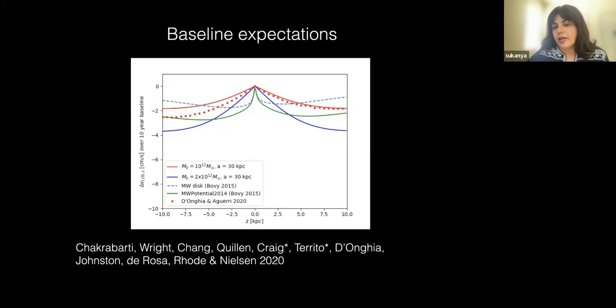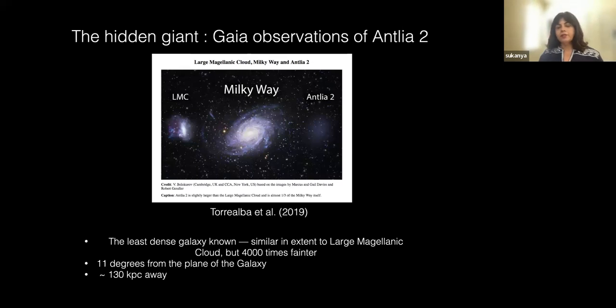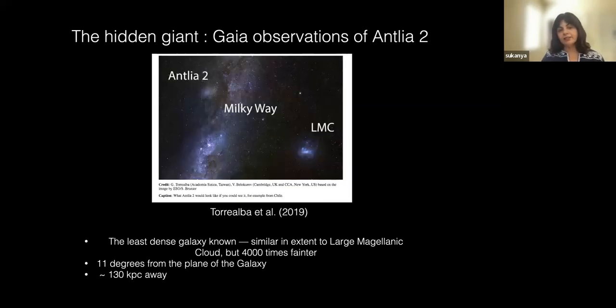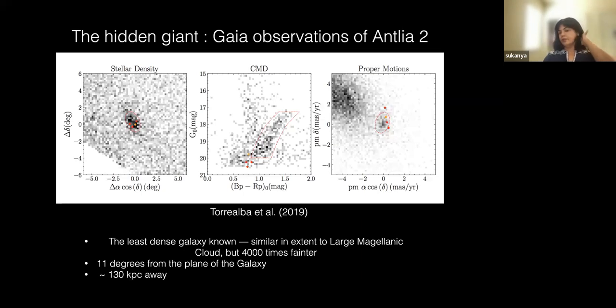We're now going to contrast this with interacting galaxy simulations. Just a little bit of background on the kind of simulations that we'll be looking at. This dwarf galaxy, Antlia 2, that was discovered from analysis of Gaia data, was dubbed the hidden giant. You can see it here in this press release image. It's about as big as the LMC, but about 4,000 times fainter. It's pretty close to the plane of the galaxy, and it's about 130 kiloparsec away.